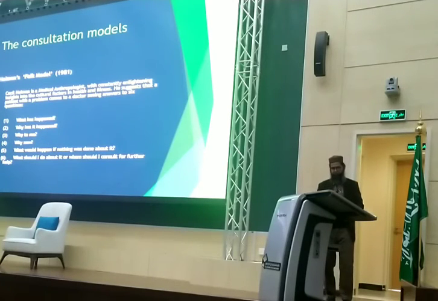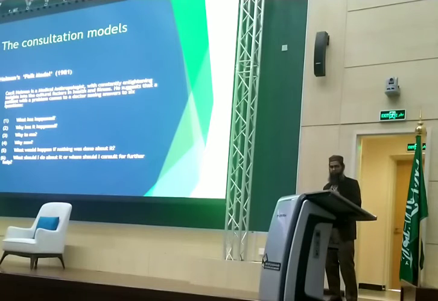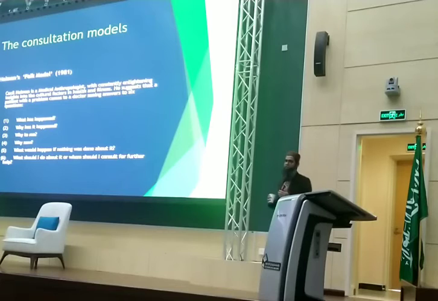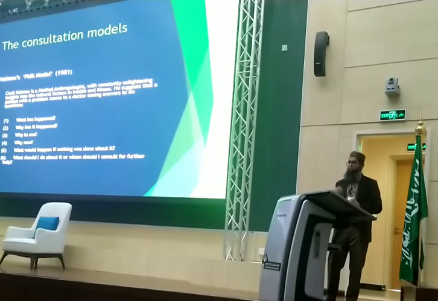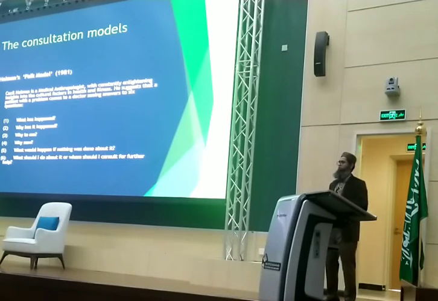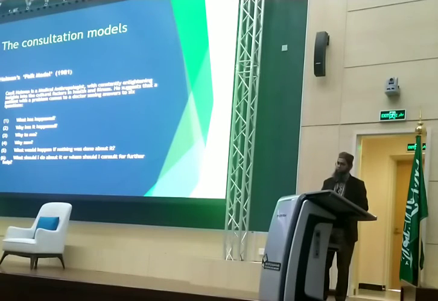Hellman's Fork model. It has 6 stages. What has happened? Why has it happened? What has happened? That means presenting complaint, in other words. Why has it happened? Analysis of that. Why me? So why did I have diabetes? Because there is a family history maybe, or because there are certain risk factors that are attached to it. So this is why. Then why now?